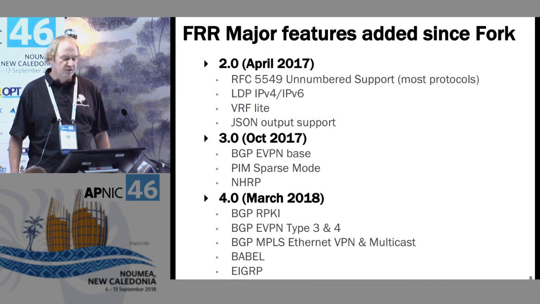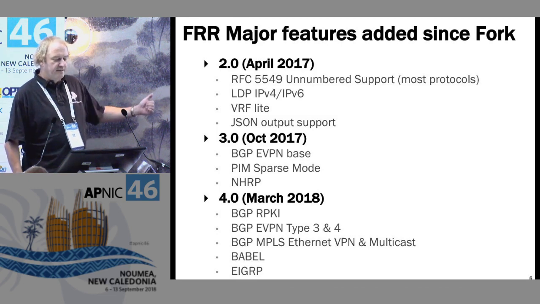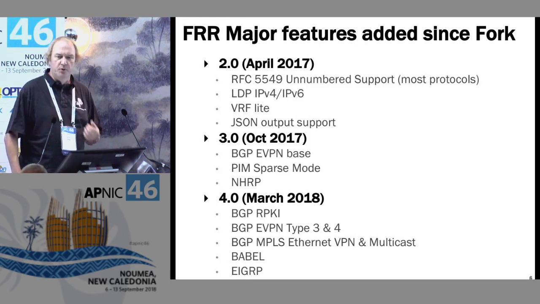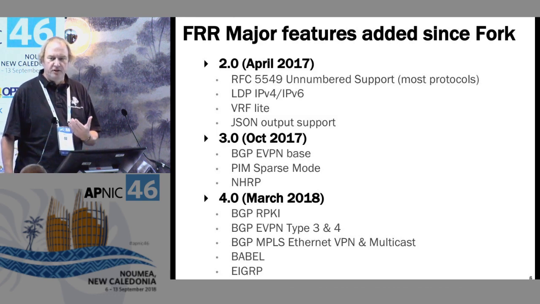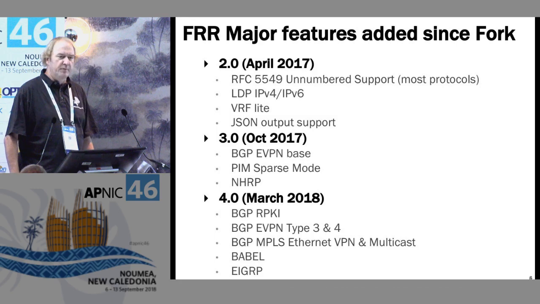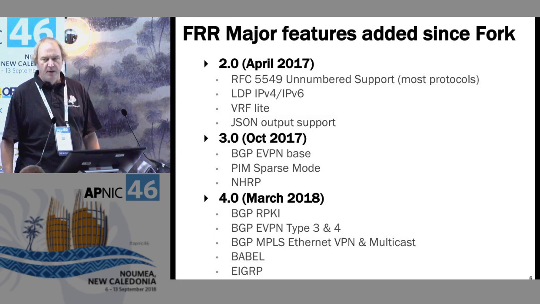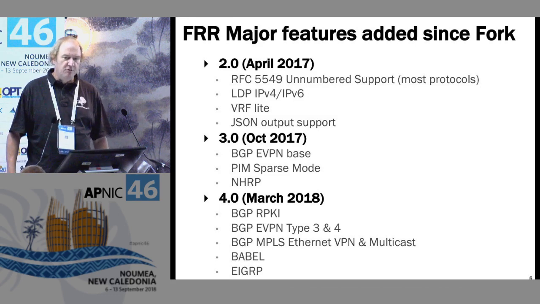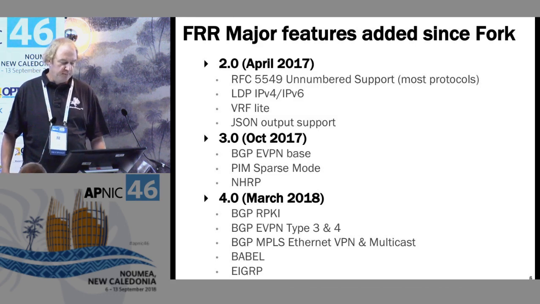So looking at the features that got added, all of this is on top of Quagga, which you may know already. We added unnumbered support for most protocols. We added LDP: if you run Linux or OpenBSD where you have an MPLS stack, you can do an MPLS router with LDP. We had VRF Lite, and JSON support, quite important for the output so it's easier to parse. We added BGP EVPN, PIM sparse mode, and part of PIM sparse-dense mode is there too. Then NHRP, the next hop routing protocol. I don't really know anyone using it, but I'm sure there's an interest.